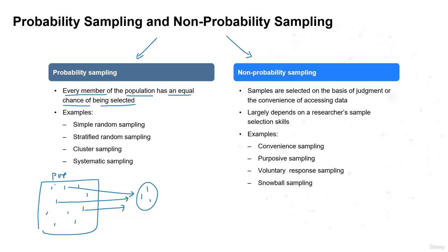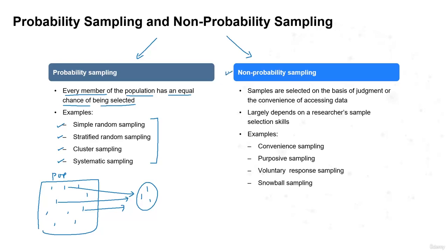There are further many types of probability sampling. One of them is simple random sampling, stratified sampling, cluster sampling, systematic sampling. What are each one of them? We will be covering in the next videos. But the major concept behind probability sampling is that they are based on probability. Every member of the population has an equal chance of being selected in the sample data.